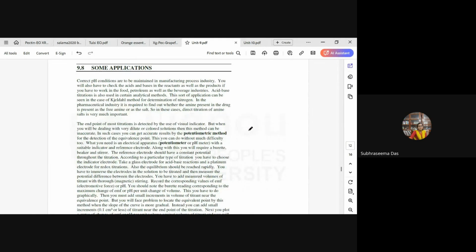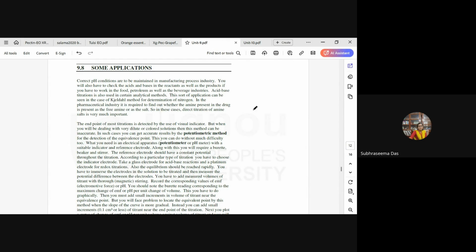Now, coming to some applications of such non-aqueous neutralization titrations. The pH conditions need to be maintained for various types of manufacturing industries, from food industries to pharmaceuticals to cosmetics, so maintenance of pH is very important. We always have to check the acids and bases in the reactants as well as the products, whether they have reacted properly, and what the nature of the final product is.